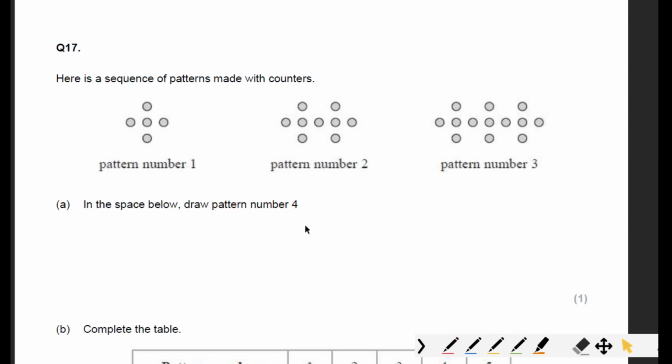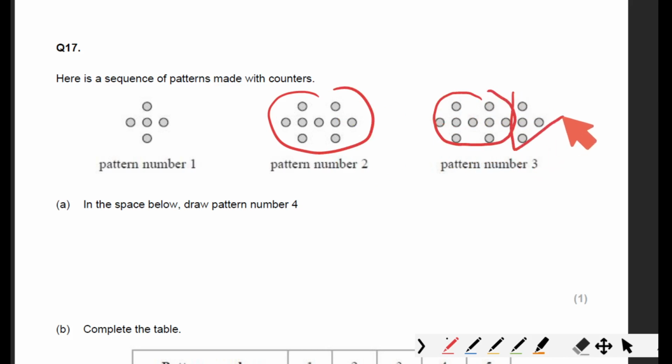In the space below, draw pattern number 4. First of all, you need to recognize the pattern. I can see here you've got 5 dots. The second pattern also has the 5 dots plus an extra 4 dots added on to pattern number 1. For the third pattern, you've got that one exactly the same, but it's added on another 4 dots.